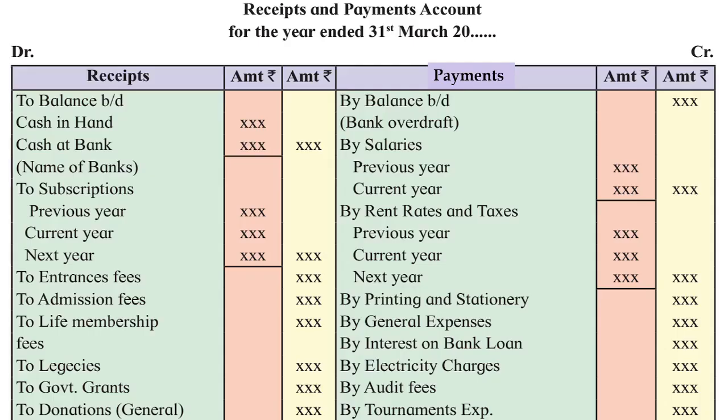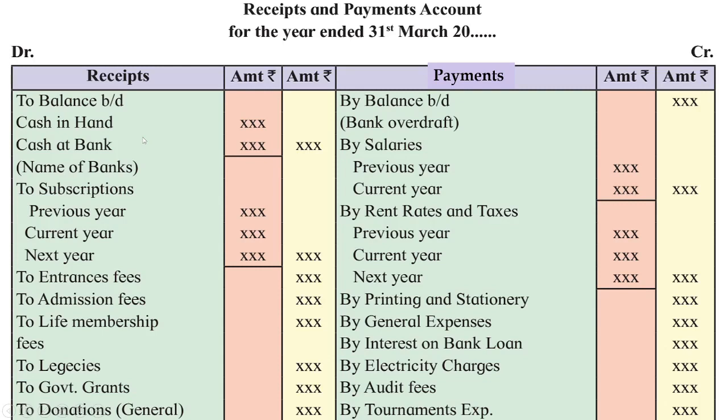Now see, the pro forma of the receipt and payment account for the year ending is given to you. There are basically two sides. Debit side is called the receipt side, whereas credit side is called the payment side. On the receipt side, there are various kinds of receipts, revenue receipts and capital receipts, and all these receipts belong to the current year, previous year and also next year. So one by one we will review the receipts.